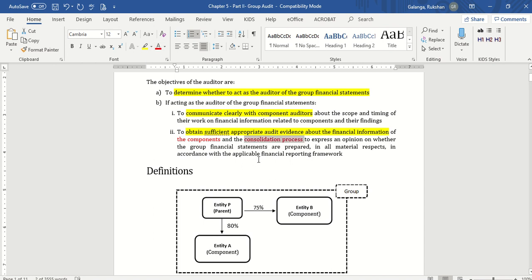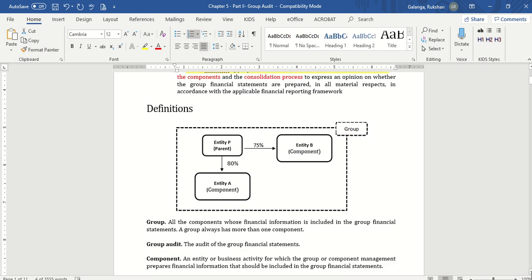So if one auditor decides to be the group auditor, that's what we discussed under the second objective, he should communicate clearly with the component auditors about the scope and the timing of their work, what they are going to do, right? And the other thing is they want to get sufficient and appropriate audit evidence about the financial information of the components and the consolidation process. We'll discuss this a little bit later, right? But for the time being, just keep in mind these are the major objectives of the auditor when it comes to a group audit, right?